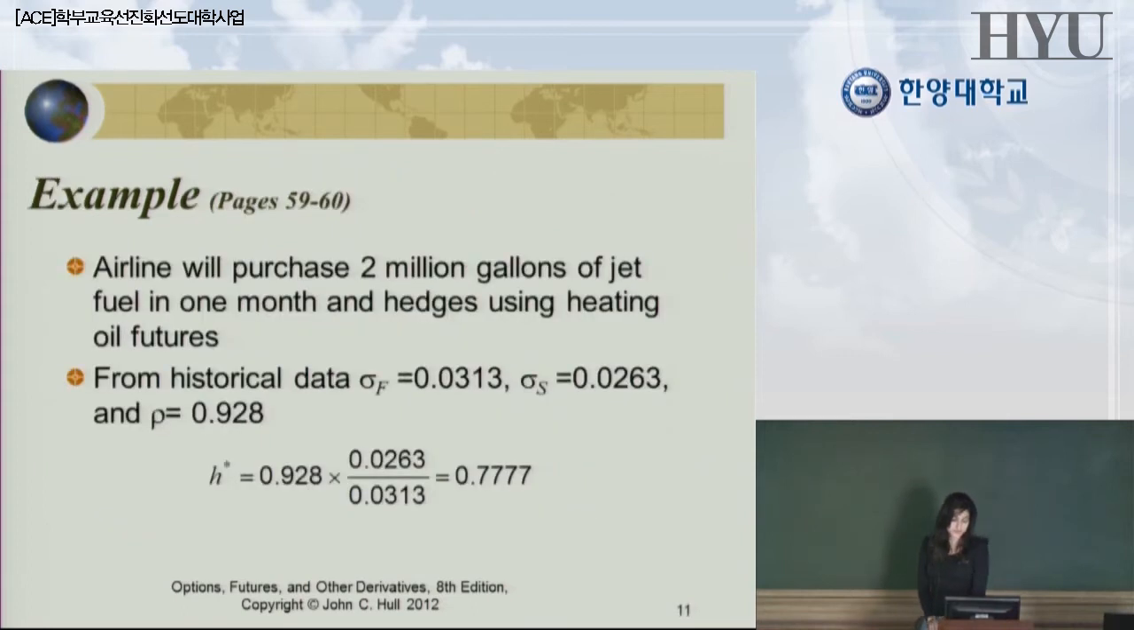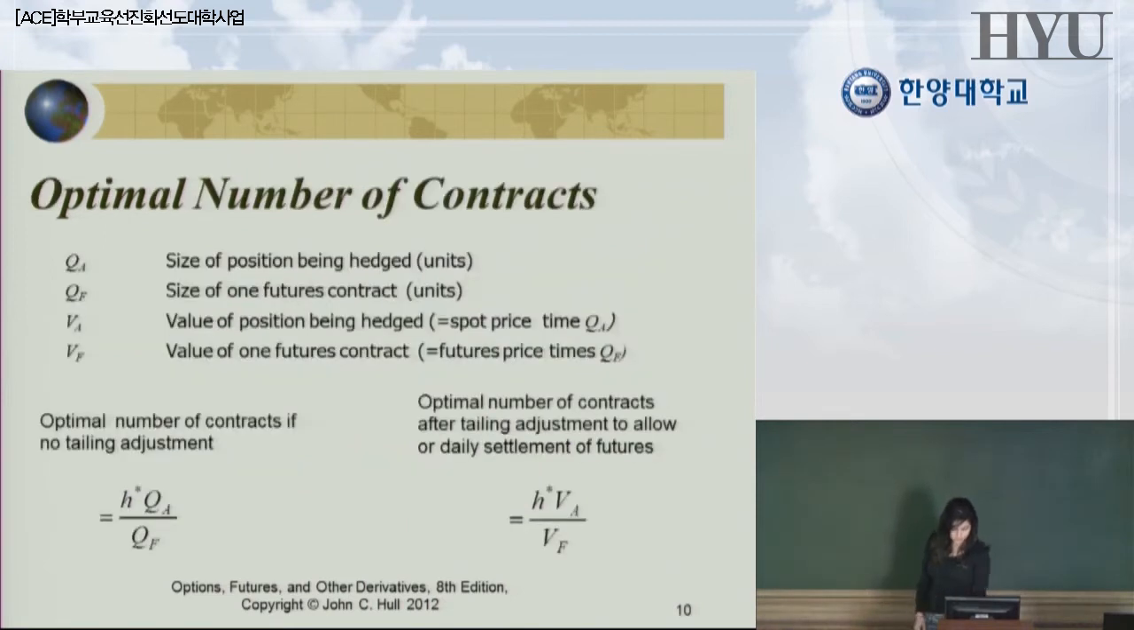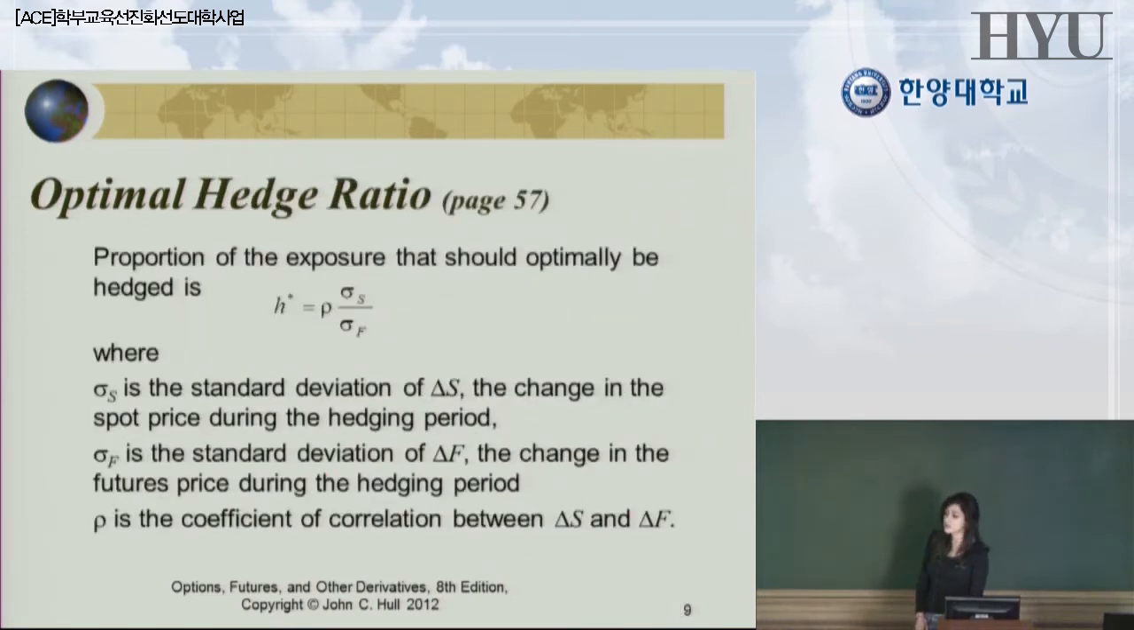And they give us an example. An airline will purchase 2 million gallons of jet fuel in 1 month, and uses heating oil futures. They give us already the sigma F, and then we just have to compute. So it's basically this formula that we saw already.